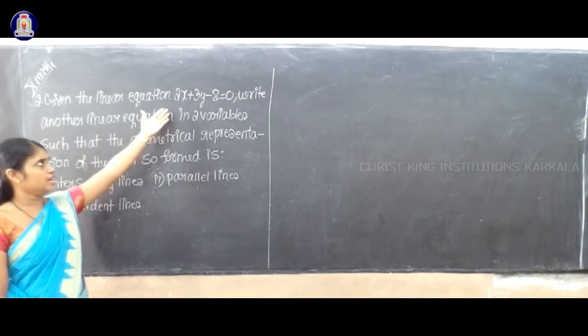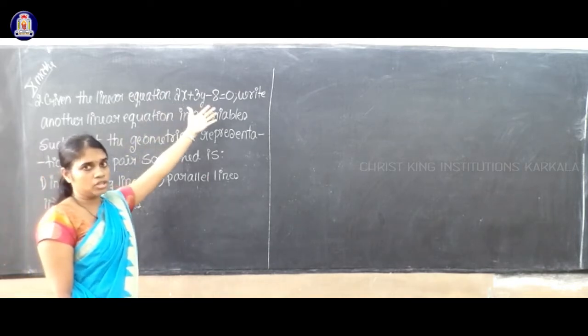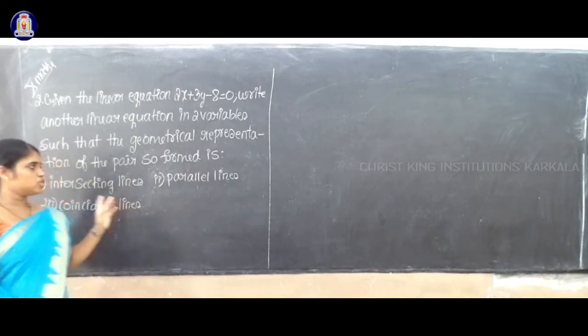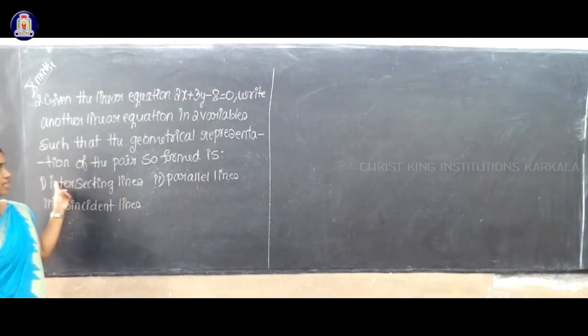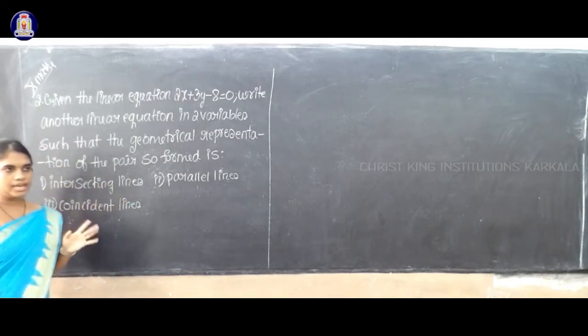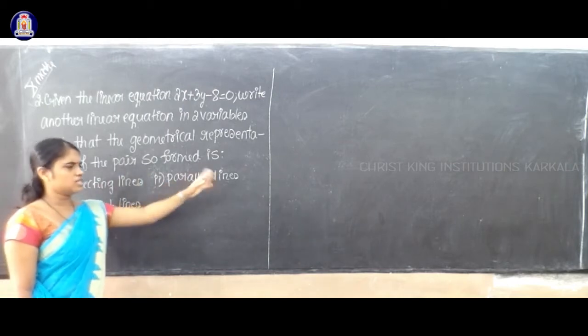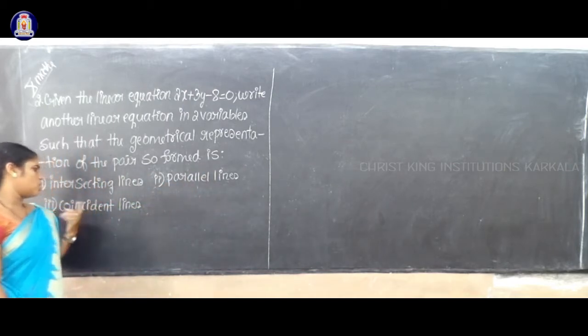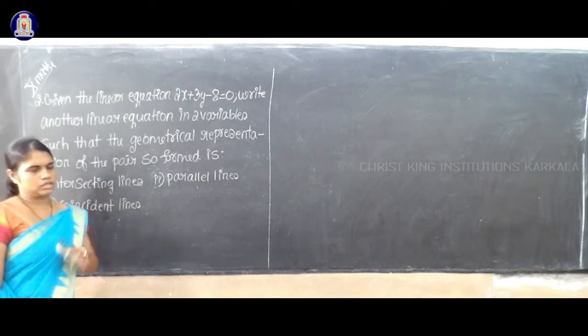So write another linear equation so that it satisfies the condition, so that its equations are intersecting lines. Like that they may ask, or they may ask any one of parallel lines also, or they may ask coincident lines.